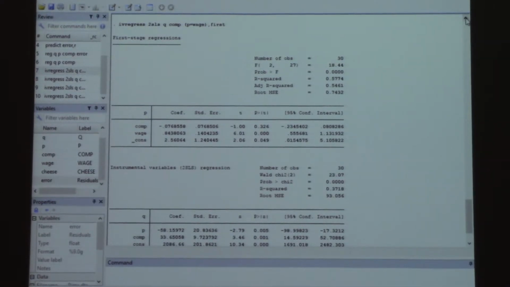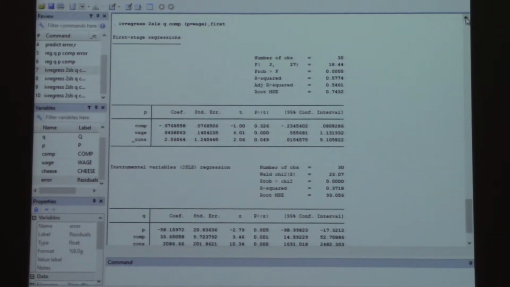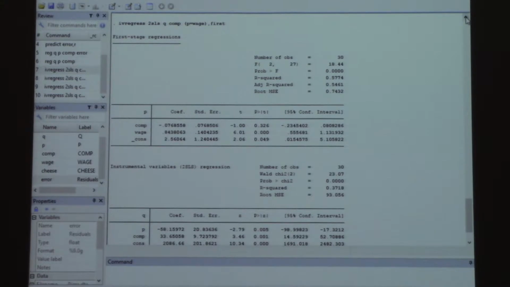Just because it makes sense doesn't mean it's a valid instrument. And that was the problem with the wine industry. Here, wages were a stronger instrument for price than the price of cheese is. A weak instrument is actually worse than no instrument at all. And that's what was happening there. Very, very weak instruments, and I think someone tried to use wages of grape pickers, farm workers, whatever. But weak instruments end up with worse results than ordinary least squares.